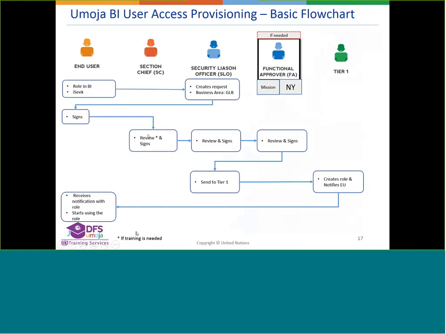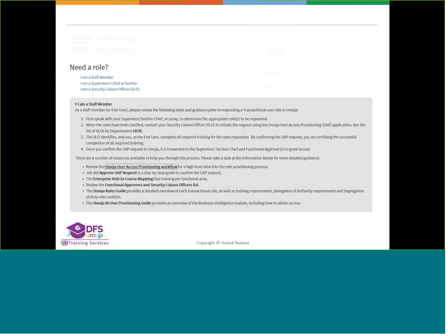Section chief will have to review. If a training is needed, you will have to certify with the Inspira CBT or with the Inspira IoT training. Then the liaison officer will review and sign again. Functional approver in your mission will review and sign. If that is the case, then it will be sent to service desk. Service desk will create the role and notify tier 1 in the indice, and then eventually the end user will receive notification with the role and will start using the role. So this is a high-level view of the flow chart.